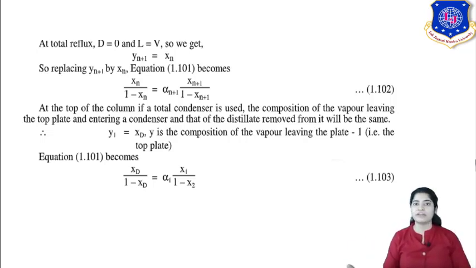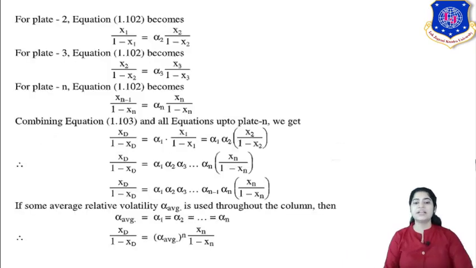Plate number 1, from that you take out the vapors and send them to the condenser. Similarly for plate 2, it would be x1 upon 1 minus x1 is equal to alpha 2 x2 upon 1 minus x2. You do that for all the plates. Now, combining all the equations, the final relation is Xd upon 1 minus Xd is equal to alpha 1, alpha 2, alpha 3 up to alpha n, and finally you get xn upon 1 minus xn.